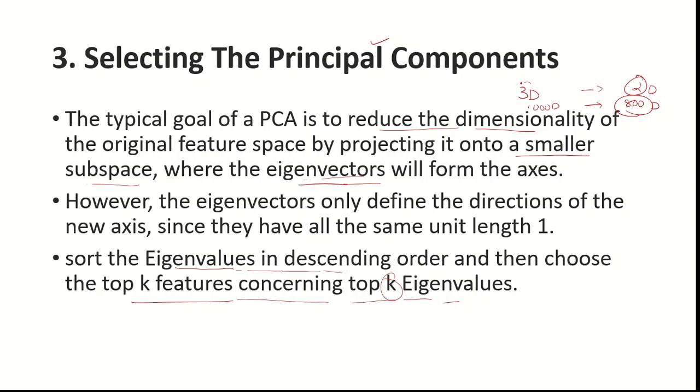And the next step is we have to reduce this 3 dimension to 2 dimension. The directions of this 2 dimension are the directions of the eigenvectors. So that's what we are going to do. The next step is projection.